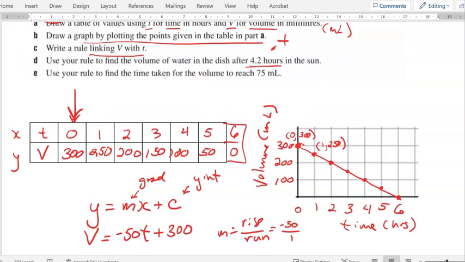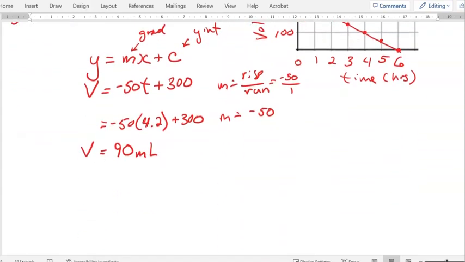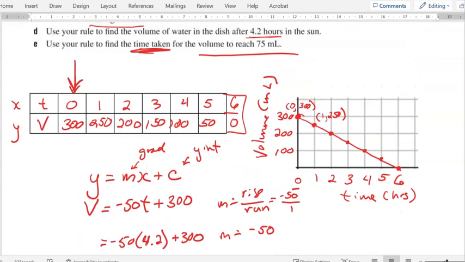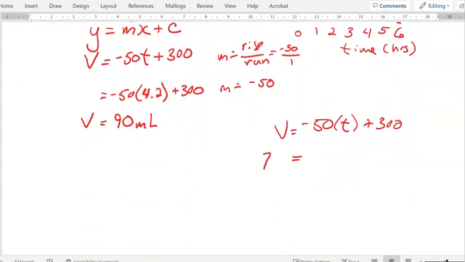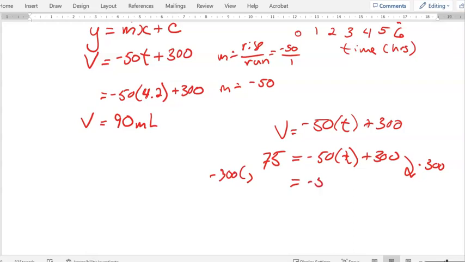Use your rule to find the time taken. So we're looking for time this time, for the volume to reach 75. So, same rule. V equals negative 50 times time plus 300. But this time we know the volume, so the volume is going to be 75 mils. So when the volume is 75, we need to figure out what T is. So we need to first get rid of the 300. And that leaves us with negative 50 times T. And that's negative 225.